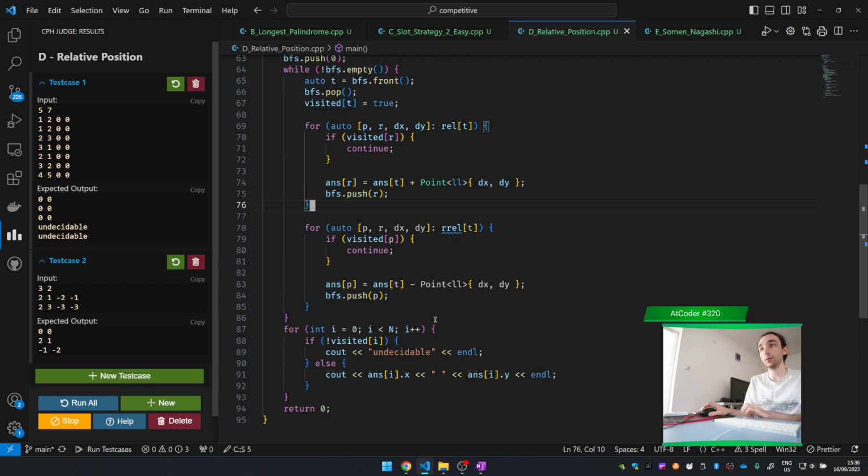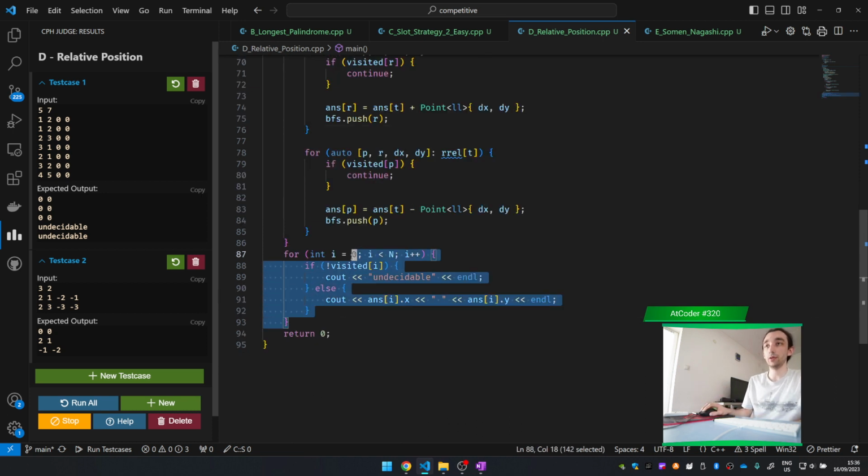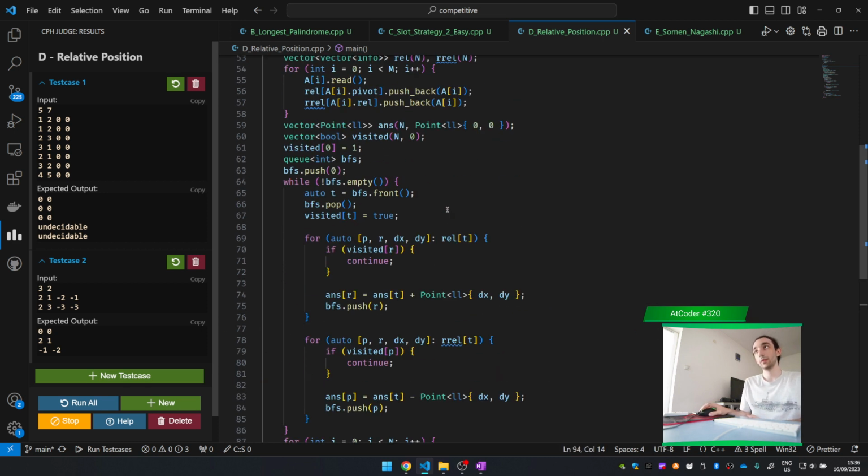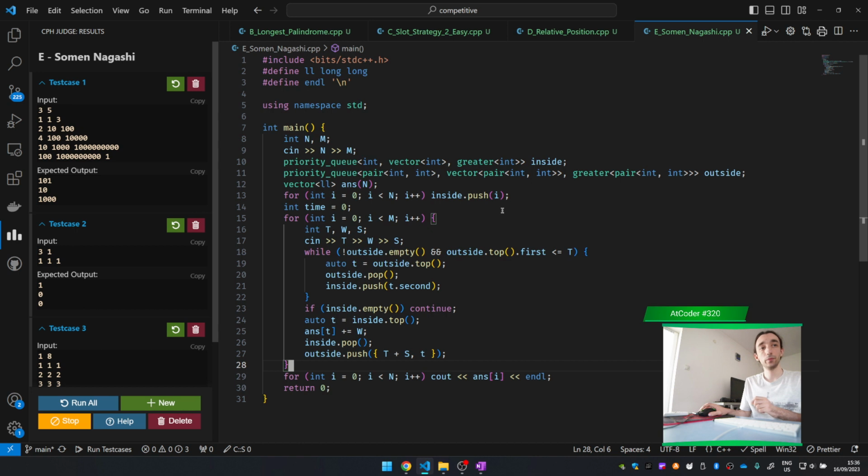This, as I said, can be done by just having one relation, and then we can just delete this here. But however, the point is it's just a BFS, and you just go over these relationships and build up where each person is. And then at the end, you just print them. If they're not visited, you print undecidable. If they're visited, you just print their coordinate. Quite simple.